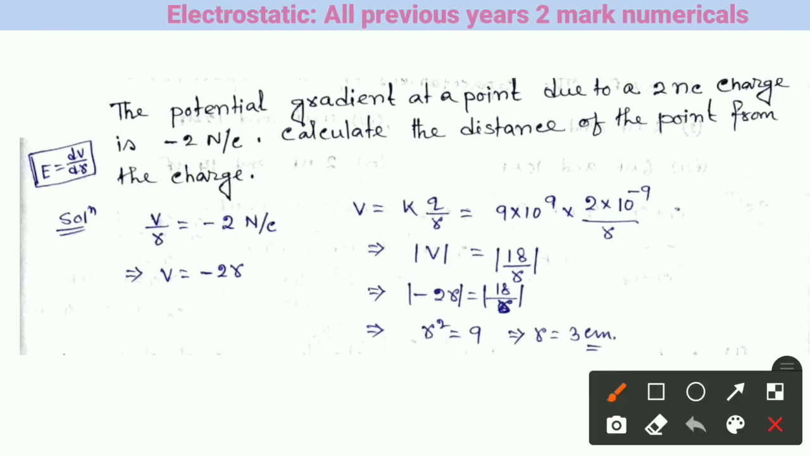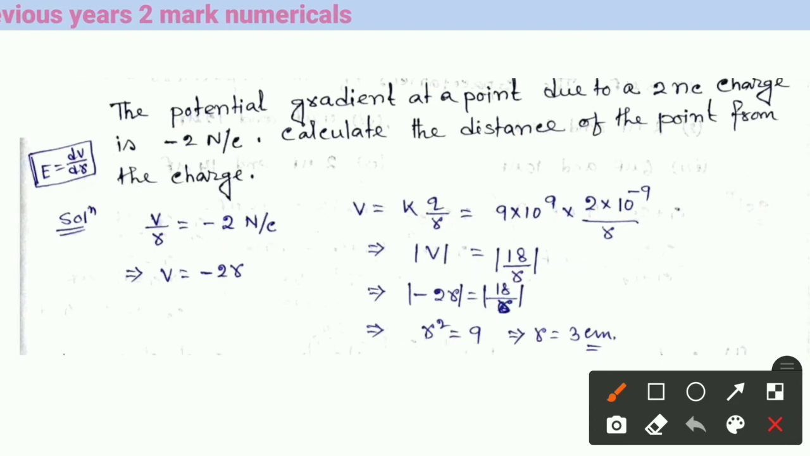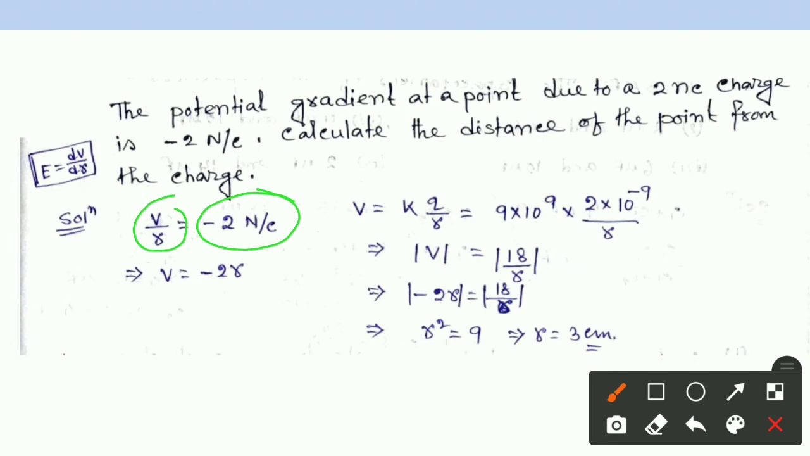Next question is, the potential gradient at a point due to a 2 nanocoulomb charge is minus 2 Newton per coulomb. Calculate the distance of the point from the charge. We know that potential gradient, that means potential by distance, is also equal to the electric field. Now E, or potential gradient V by R, is equal to minus 2 Newton per coulomb. From that we can write V is equal to minus 2R.